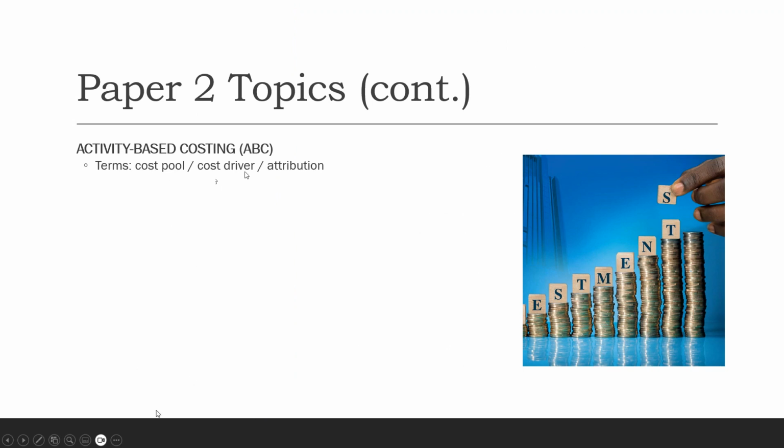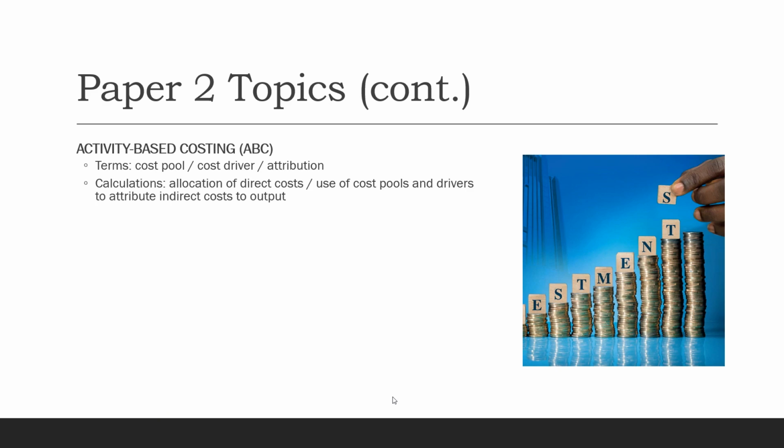The activity that is taking place there is the inspections that are being carried out, and we would attribute the overheads from that pool to the units of output based on how many quality control inspections were carried out. So for calculations, you need to be able to allocate direct costs and then use the cost pools and drivers to attribute the indirect costs to output.